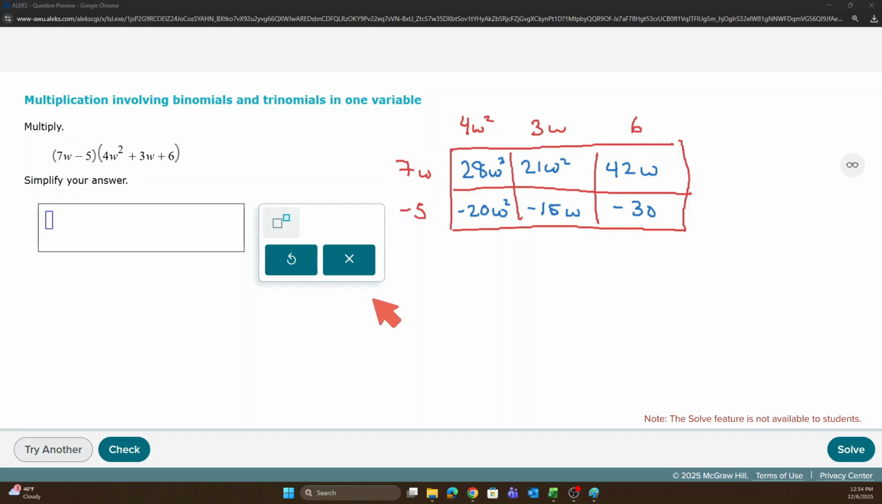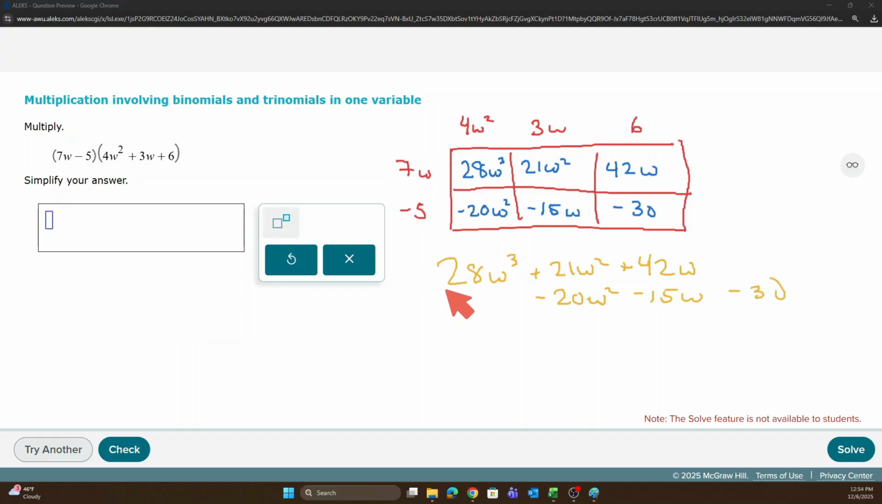Then here we're going to write everything out and add it all together. We're starting with 28w cubed plus 21w squared plus 42w minus 20w squared minus 15w minus 30.